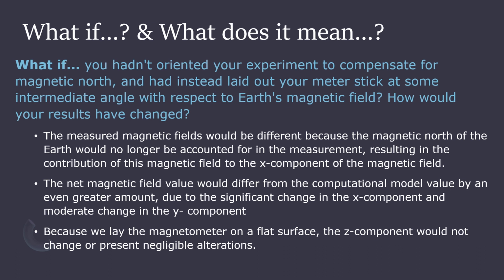Due to no compensation for the magnetic north and us laying out the meter stick at some intermediate angle with respect to Earth's magnetic field, the measured magnetic field will be different, because the magnetic north of the Earth will no longer be accounted for in the measurement, resulting in a contribution to the x-component of the magnetic field. The net magnetic field value will differ from the computational model value by an even greater amount due to the significant change in the x-component and change in the y-component, and because we laid the magnetometer on a flat surface, the z-component will not change.